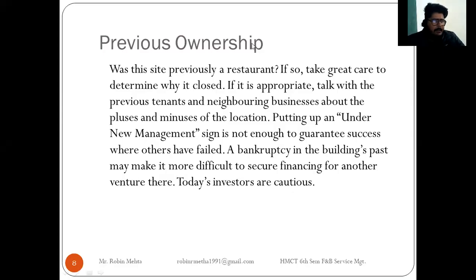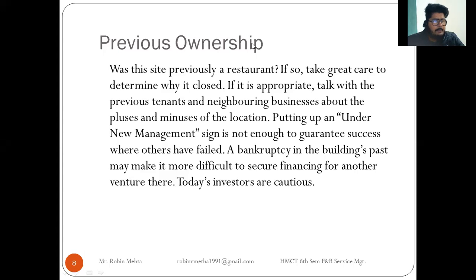Putting up an under new management sign is not enough to guarantee success where others have failed. If you take over a place which is already a restaurant in the hospitality industry, it is not guaranteed that if you are a new person, or you have good knowledge about that particular place, you will succeed. Failures may come, so try to analyze that place, why it got closed, why it is not running very well, and take the pluses and minuses of that place.